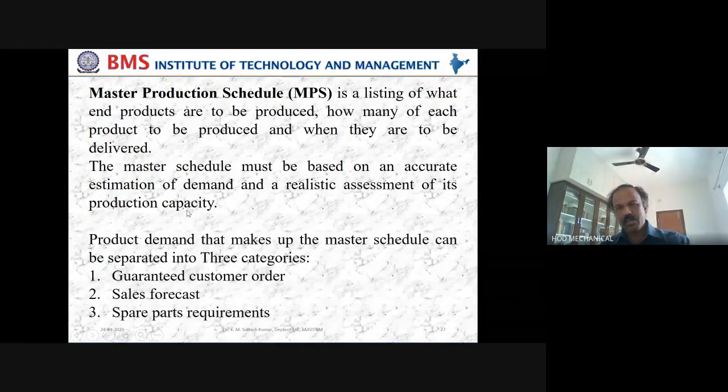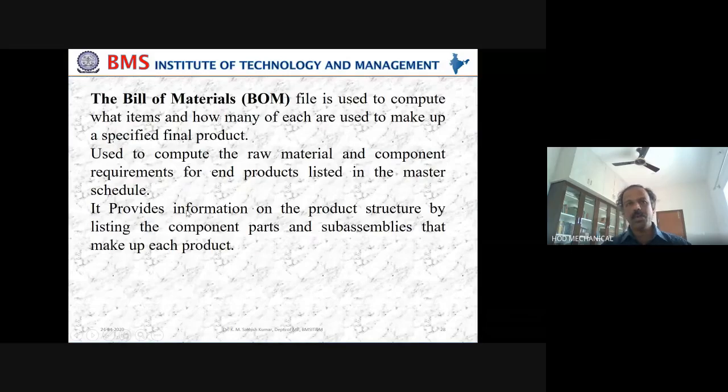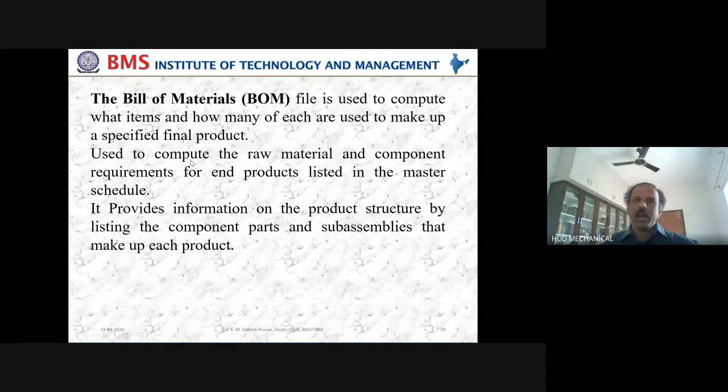Now, the second one is what is called the BOM file. BOM is the bill of material, which is already known to you. Now what is bill of material? The bill of material file is used to compute what items and how many of each are used to make up a specified final product. That means the BOM gives you the list of individual components required to make up a specified final product.